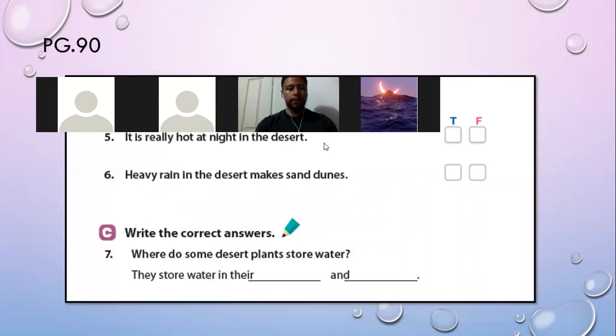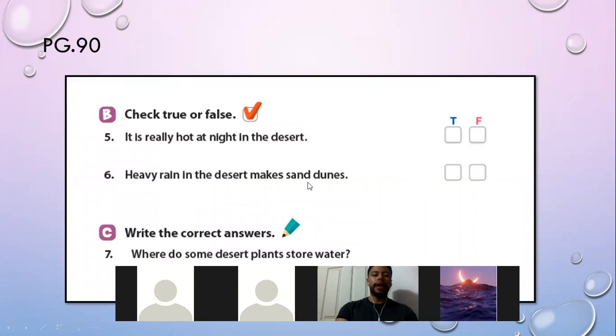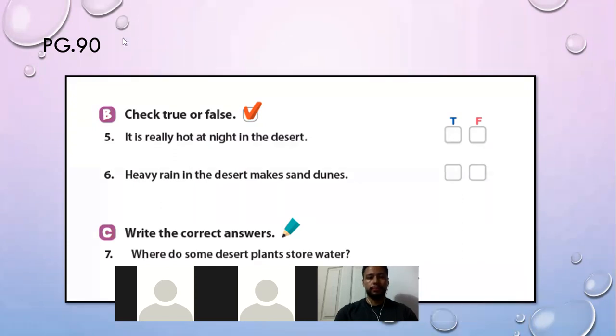Number 5. Who can help me, please? Read number 5. Any volunteer? Go ahead. Don't be shy. It is really hot at night in the desert. False, it's false, right? It's really hot at night in the desert? No, it's the opposite. During the daytime it's hot, but overnight, wow, it's very, very cool. All right, in this case it's false. Thank you, Monica. Okay, we have other volunteers. Let's see.